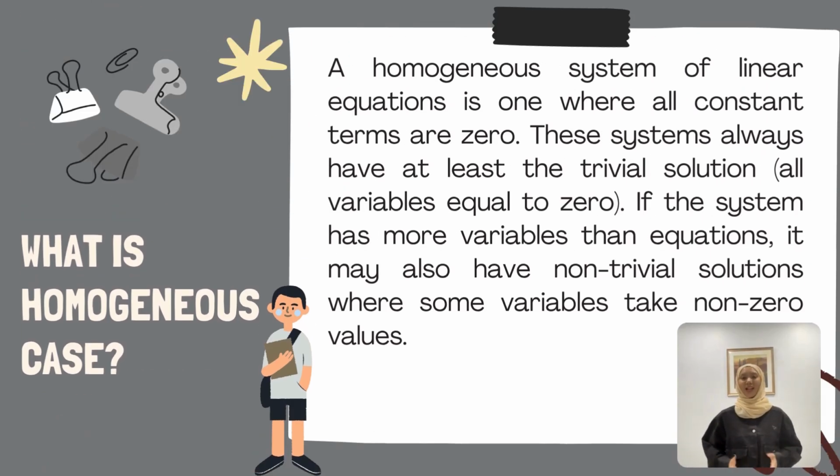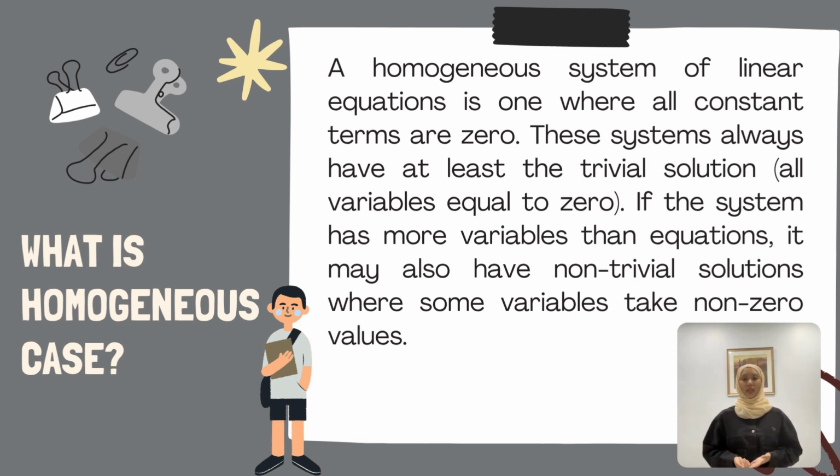Alright everyone, let's talk about homogeneous systems of linear equations. A homogeneous system is a system where all the constant terms are 0. For example, 2x plus 3y minus z equals 0. This system always has at least one solution. It is called the trivial solution. That's where all the variables are 0.